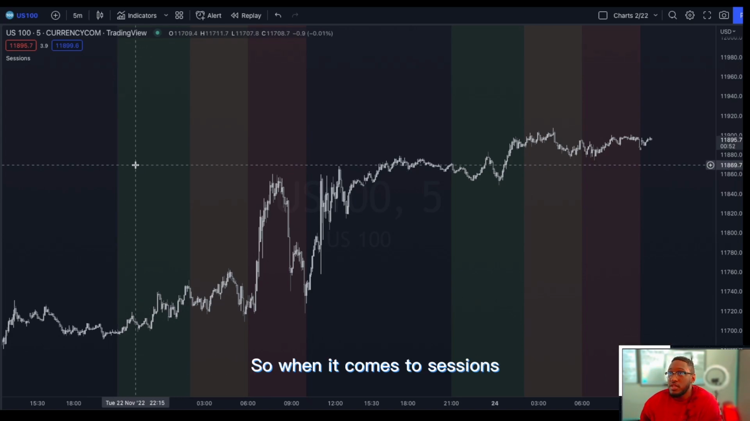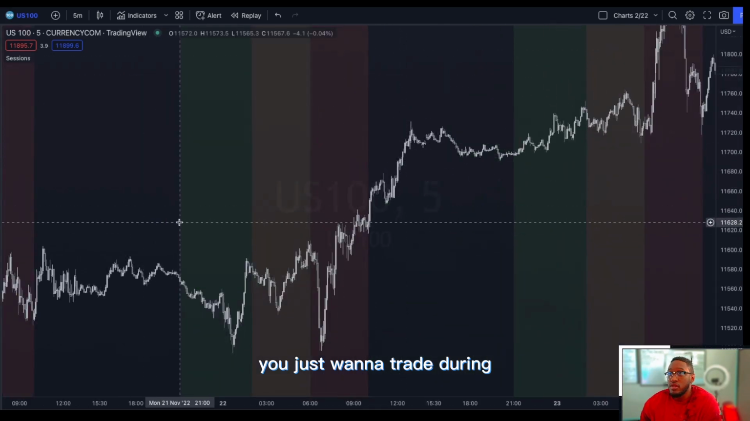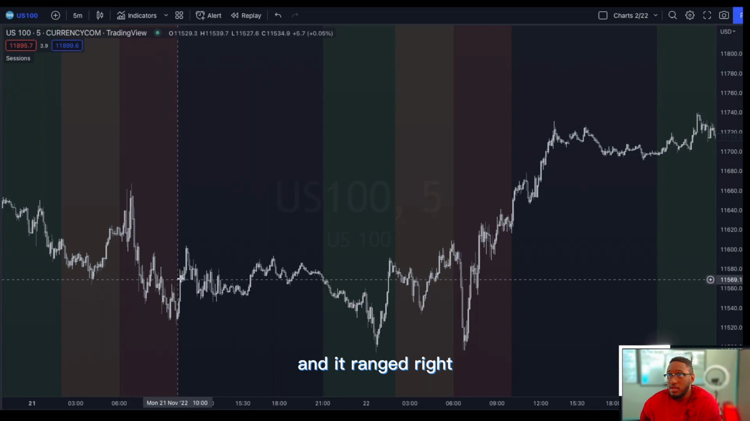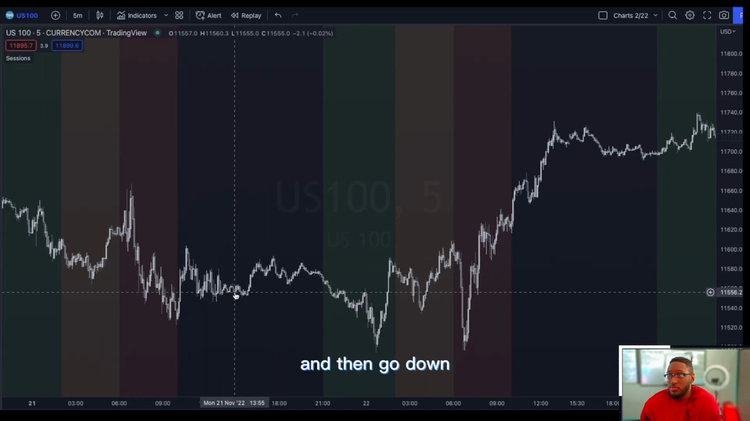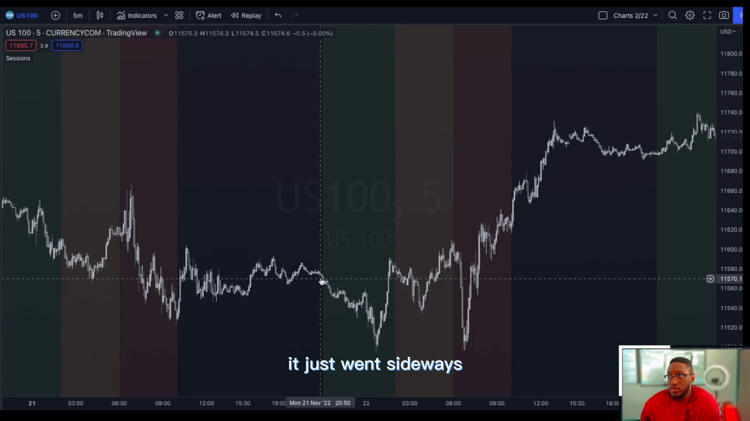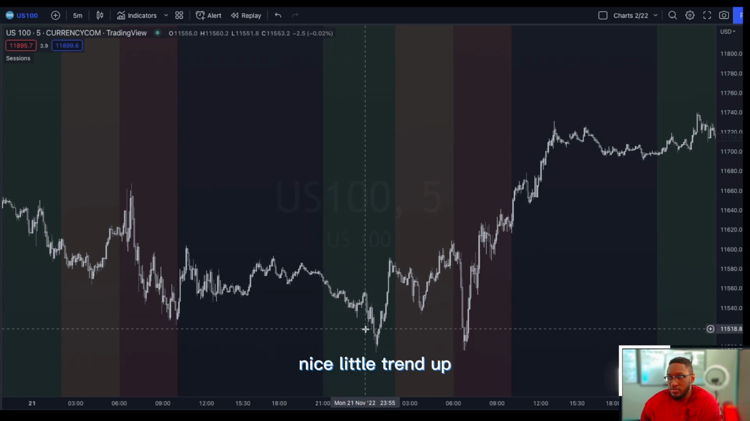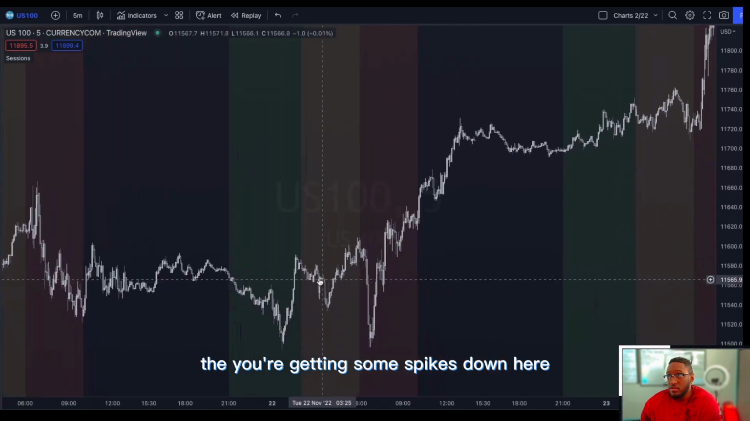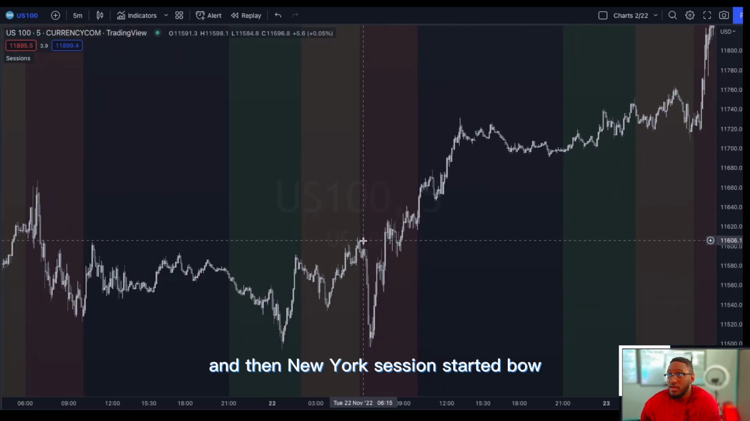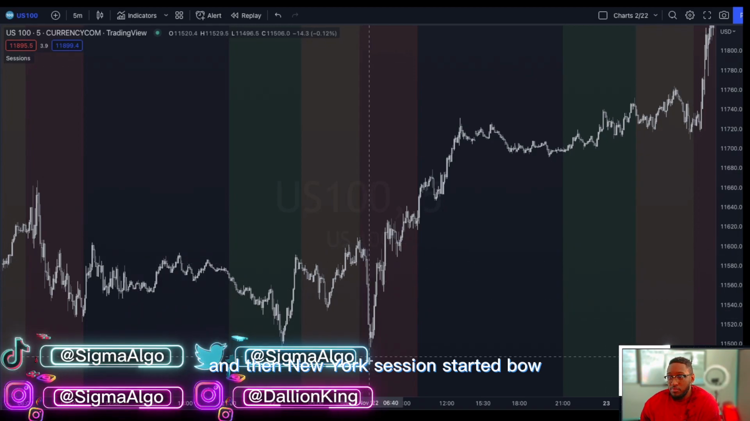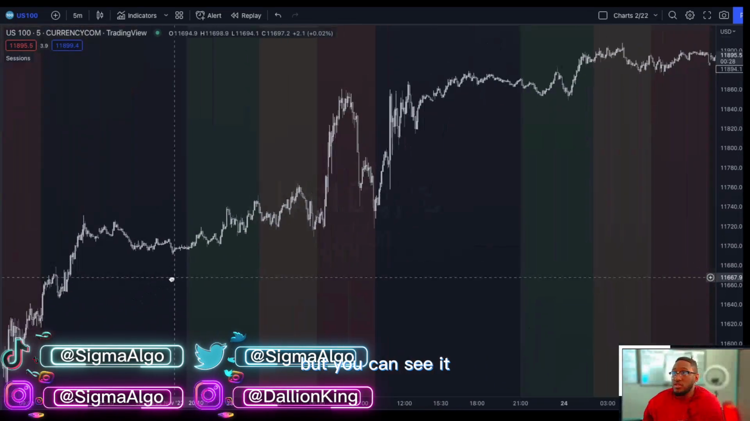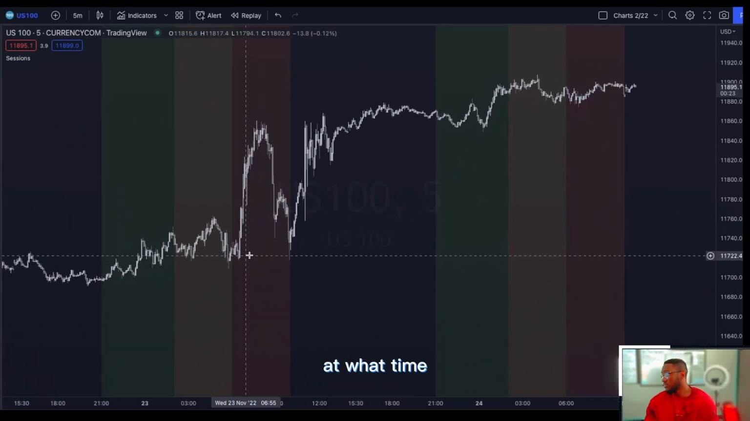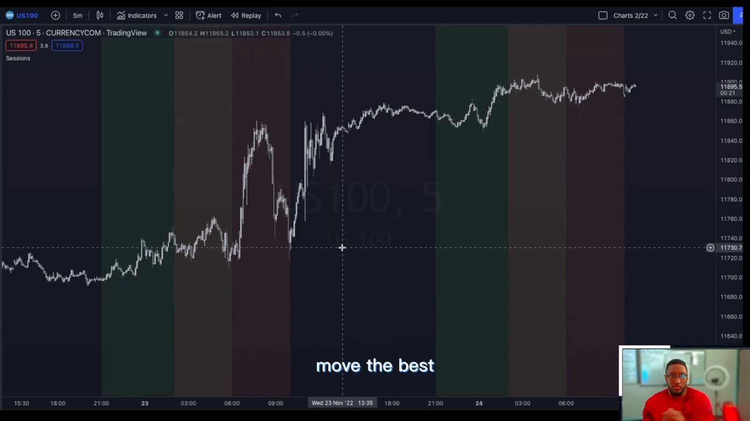When it comes to sessions, you just want to trade during... you can see that this is the Asian session, and it ranged. It didn't go up, it didn't go down, it just went sideways. London session started, and what happened? Nice little trend up, volatile move up. You're getting some spikes down here during the overlap, and then New York session started, and then all the way up. This is a very easy way to back test and see at what time a pair moves the best.